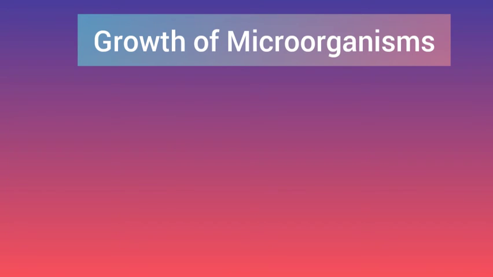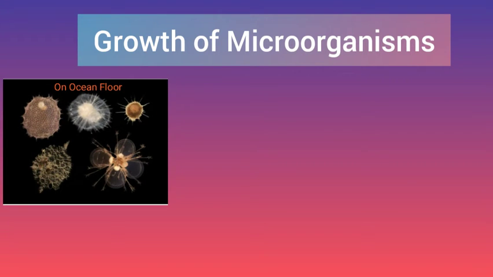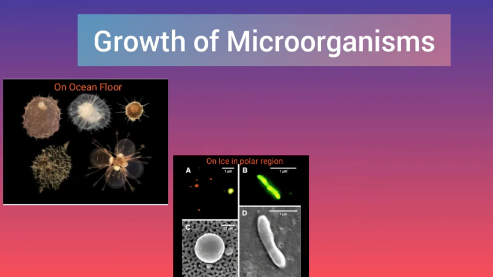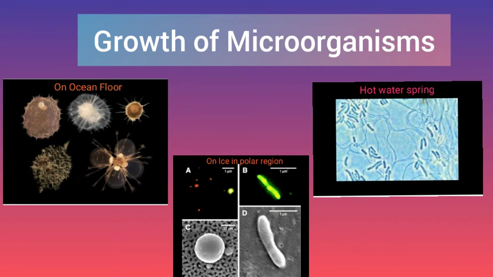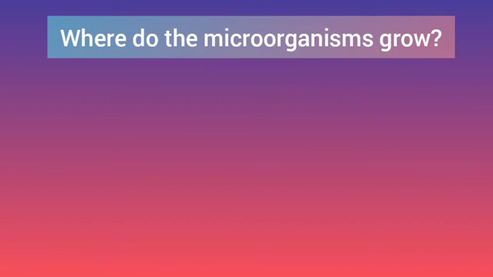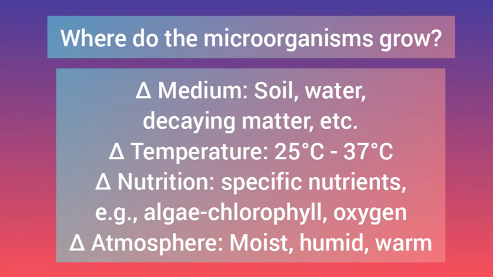Some microbes survive even in extreme conditions like ocean floor. Then some grow on ice in polar region. Then thereafter some of these grow in hot water spring also. Means in extreme conditions also they can survive. During adverse conditions, microorganisms form a thick covering around themselves and stop their life processes.